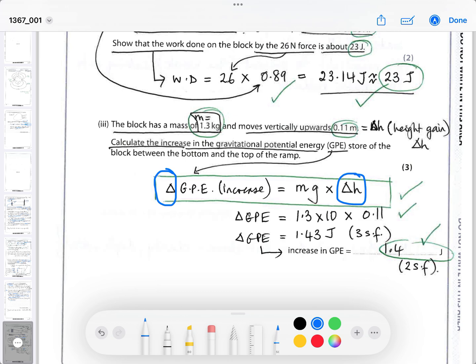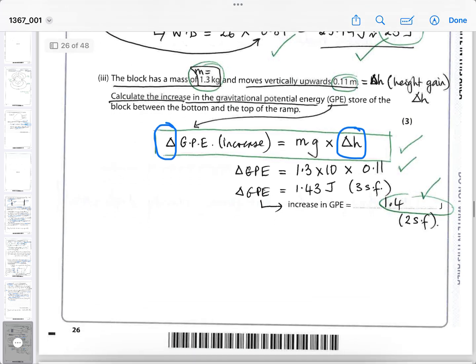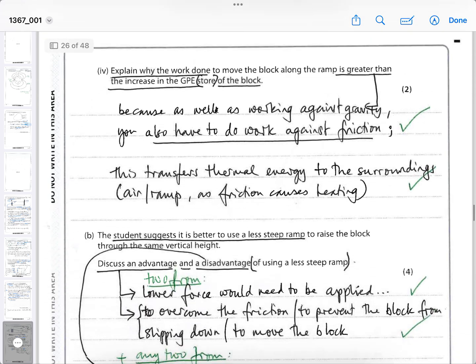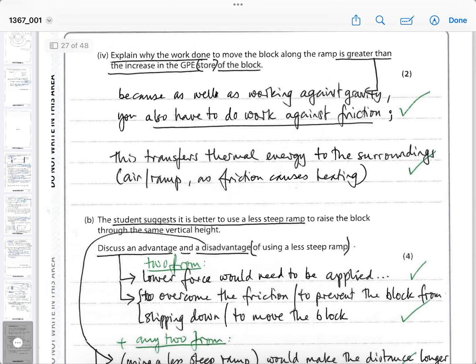Put the numbers in, to two significant figures it is 1.4 joules, and you can see what it is to three significant figures. And that's the question on work done and potential energy gained. Explain why the work done to move the block along the ramp is greater than the increase in the gravitational potential energy store. So the useful energy output is the gravitational potential energy, but as well as working against gravity, there will be some friction, and you also have to do work against the friction.